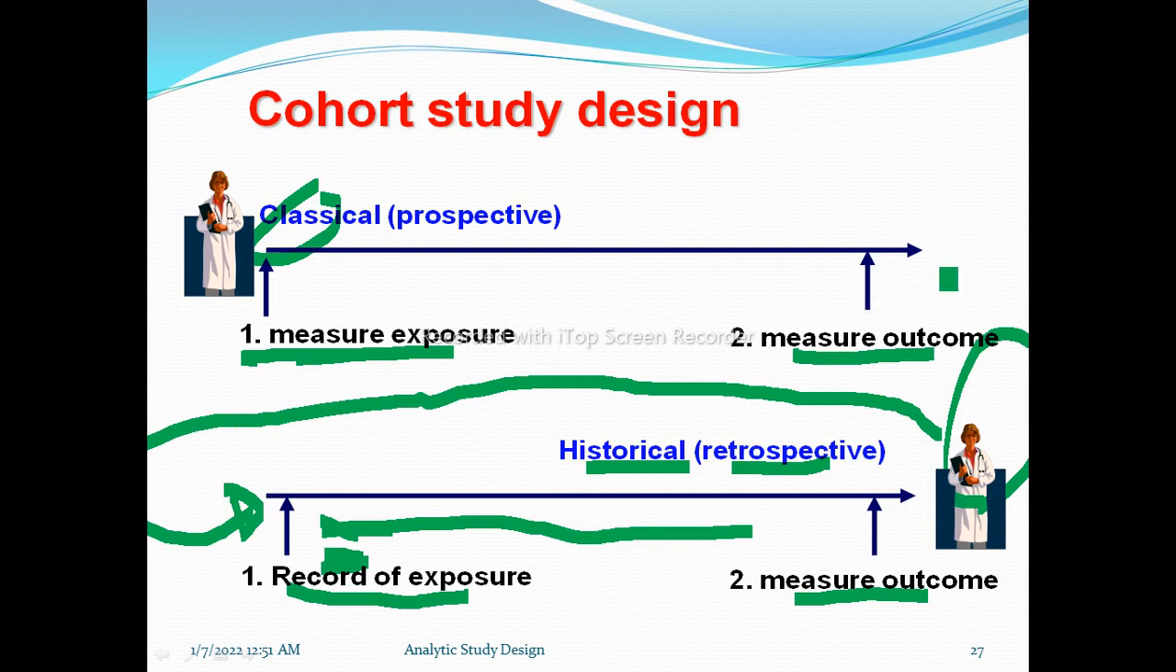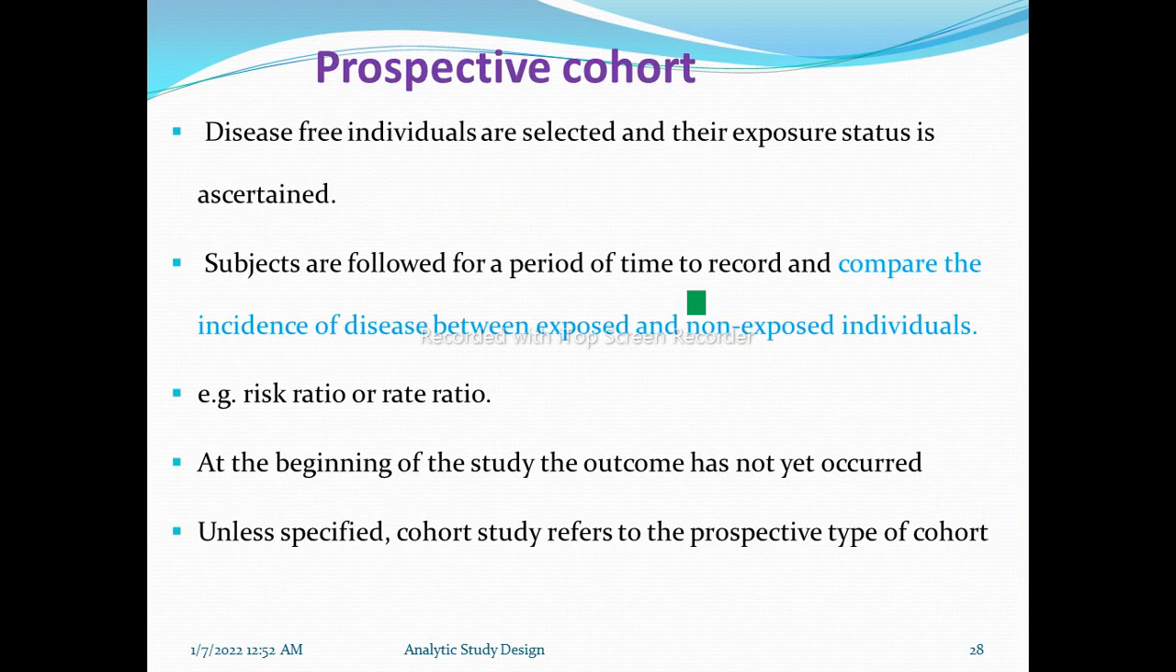But in the case of prospective, the beginning of the time is here, and we will follow in the future. In the retrospective study we are here, but we will go back and follow in the future until the present time. So this is the difference between prospective cohort study and retrospective cohort study. Keep this in mind.